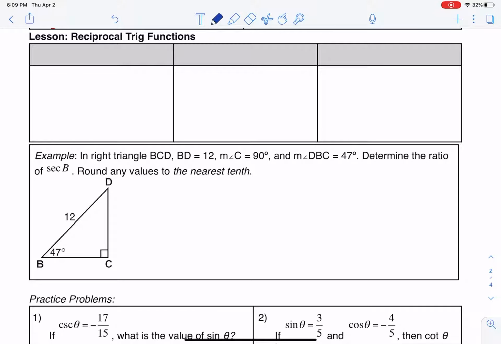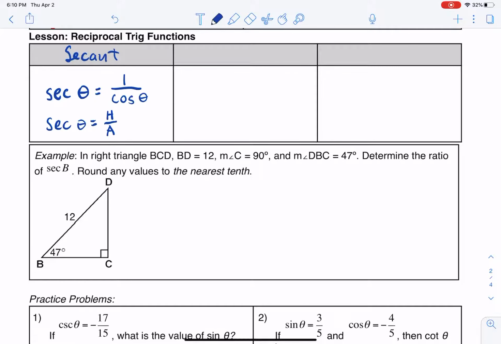Alright, in this portion of the video, we're going to be introduced to the 3 reciprocal trig functions. So our first reciprocal trig function that we're going to look at is secant, and that's abbreviated as SEC. So secant of an angle is really just the reciprocal of cosine. So it's 1 over cosine of an angle. Another way to think of secant is cosine flipped upside down. So it would be hypotenuse over adjacent.